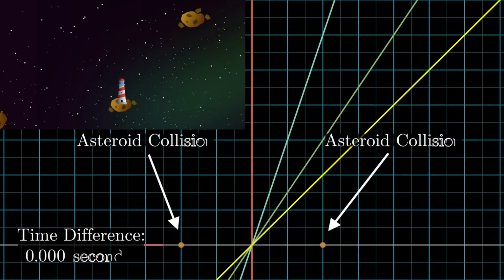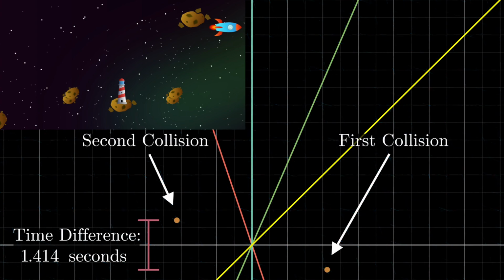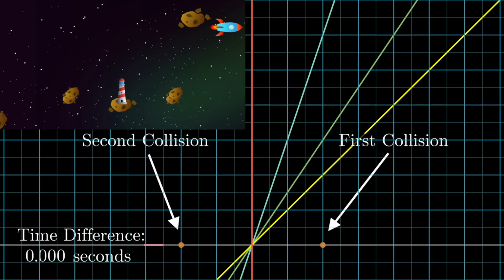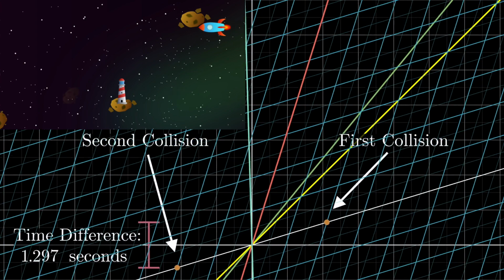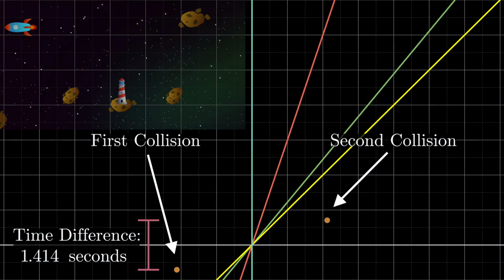In fact, the sequence of events is also relative. If 2 collisions happen on either side of the lighthouse at the exact same time, the moment the race begins, from your perspective, the one in front of the lighthouse will happen first. And if you had been moving in the opposite direction, you would have seen the other collision happen first.